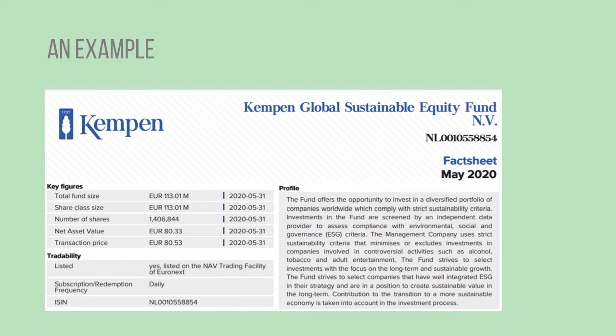It gives you, as it says, and I'm not going to read through it all, a diversified portfolio of companies with strict sustainability criteria. So they're looking for companies that do well in what we talked about in the past, ESG screening, and they're looking for companies that will have good long-term sustainable growth. And on the left-hand side, you can see what they say key figures. So the fund size is 113 million euros.